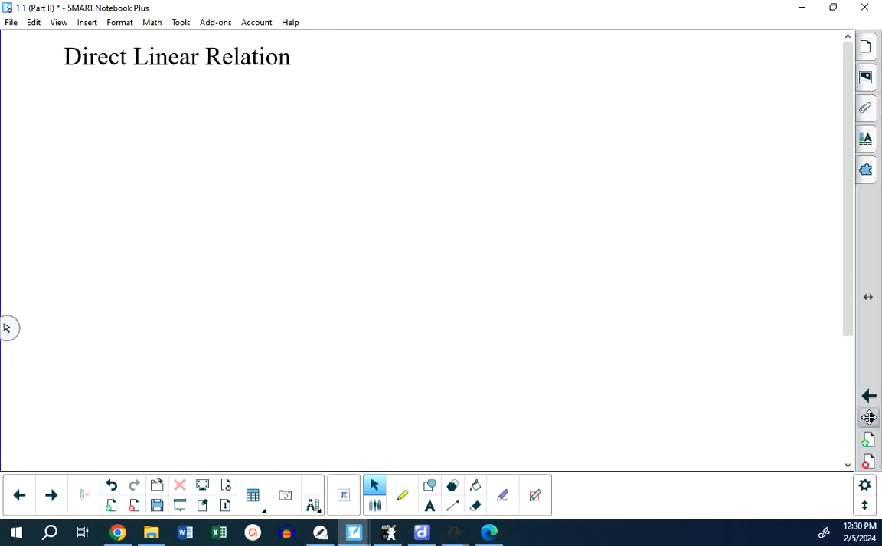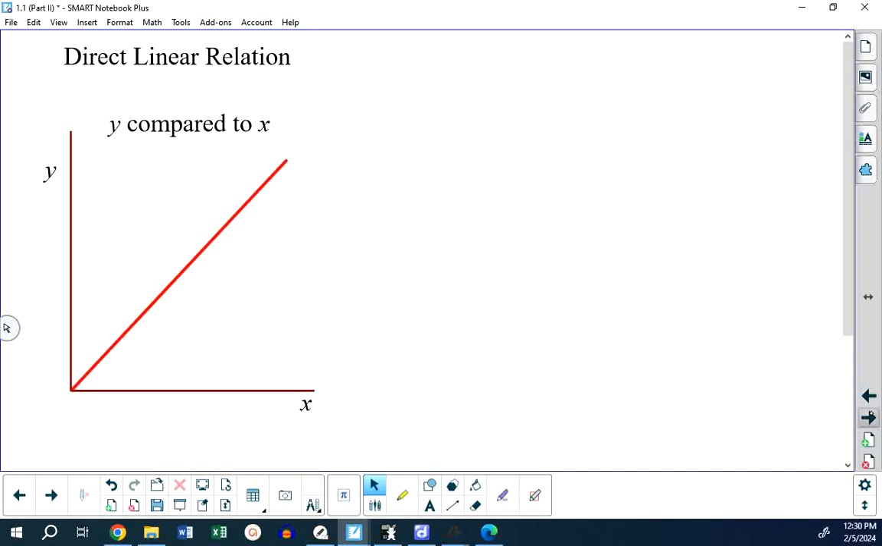So what's a direct linear relation? Well, we just talked about this. It's always y compared to x, always. That's how you write the title. And the two key features to that graph are it's a straight line and it goes through the origin.